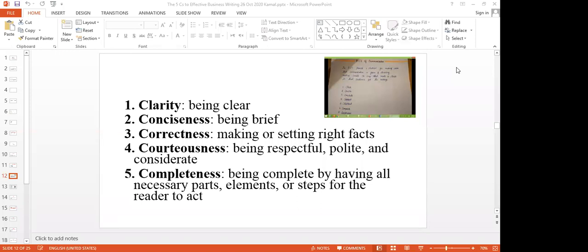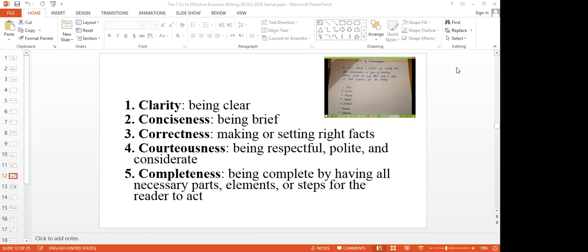Thank you very much. Number four, courteousness, which is important in business, and even in life in general, but especially in business. Courteousness means, again, being respectful, being polite, being considerate, being careful. You respect the people you are addressing, or you are listening to, or reading for. So this is, again, very important, ladies and gentlemen, when you write, especially in business.